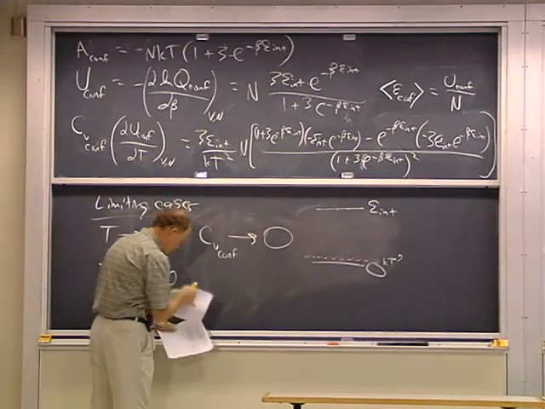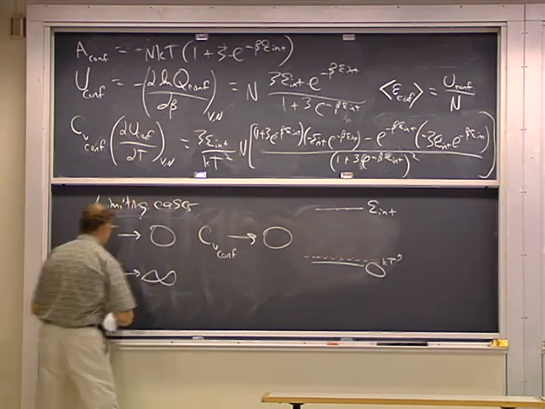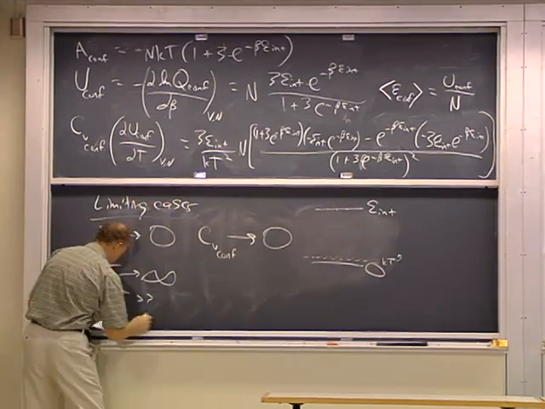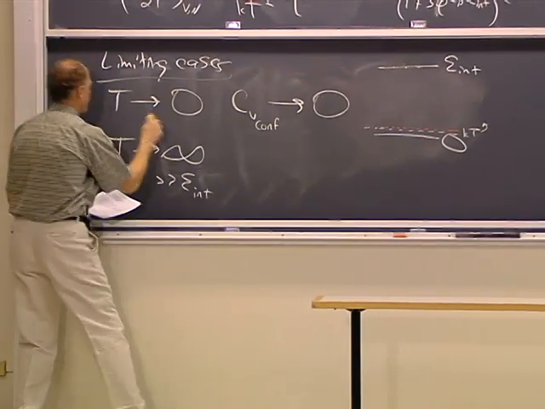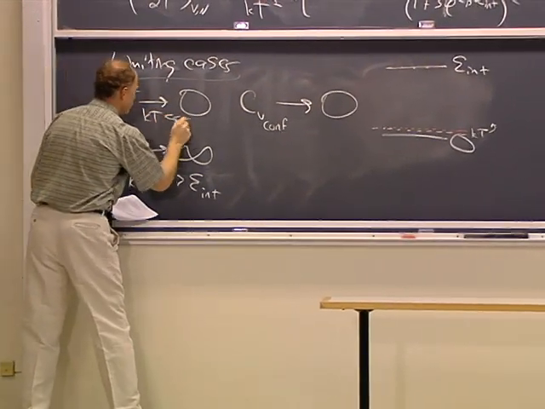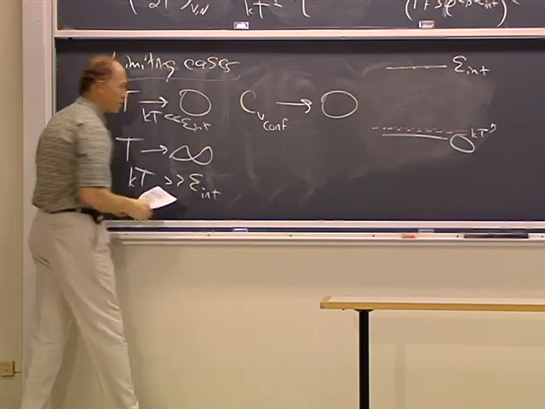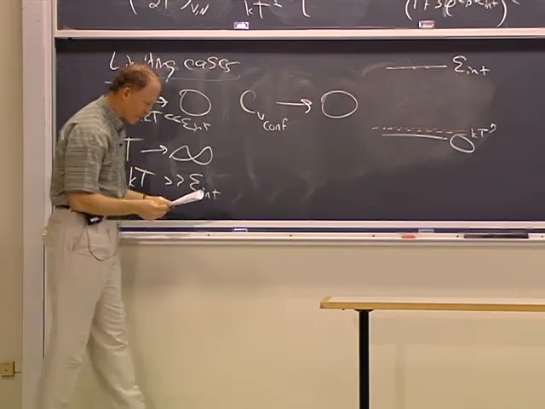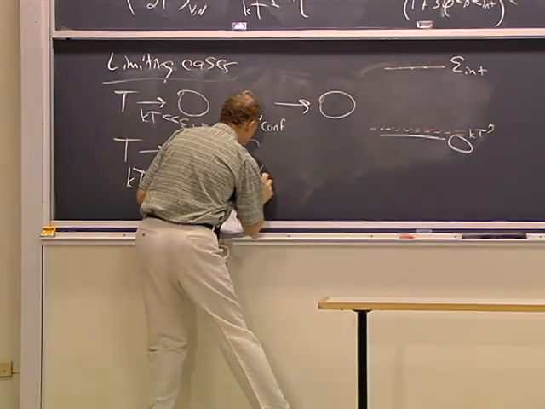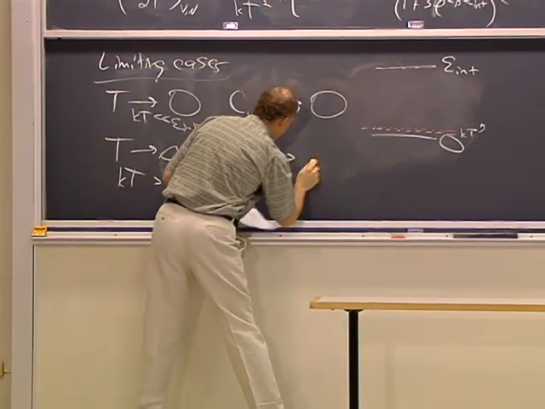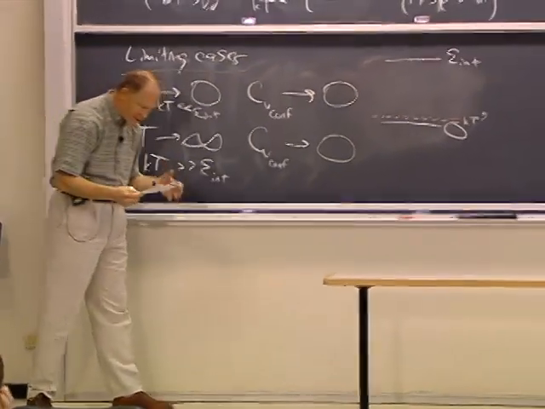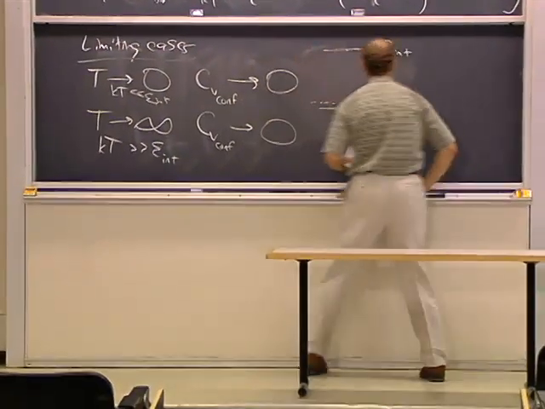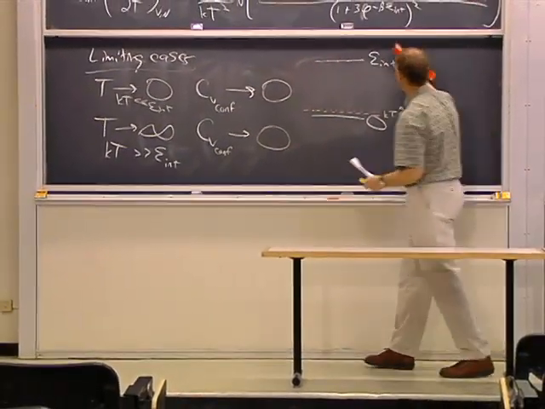high temperature limit. Really, it doesn't need to be infinity. It's really just T much bigger than E interaction over k, that is, kT is much bigger than E interaction. And in this case, E interaction is much less than kT, so it doesn't need to be nearly that extreme. Well, what you find out is the heat capacity is 0. Now it's 0 because we're in the following limit.